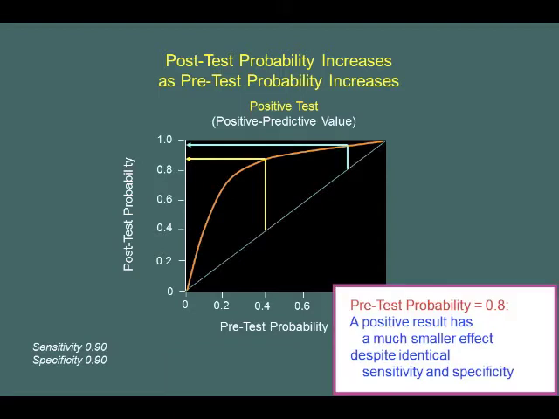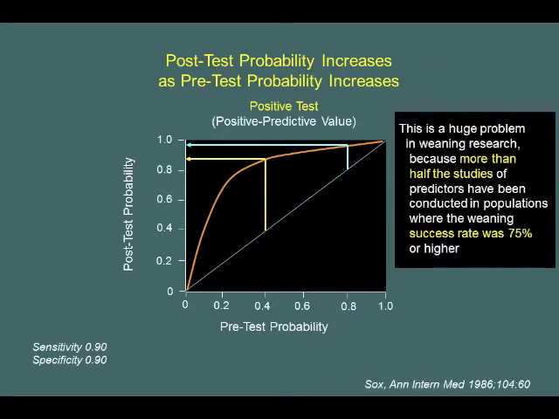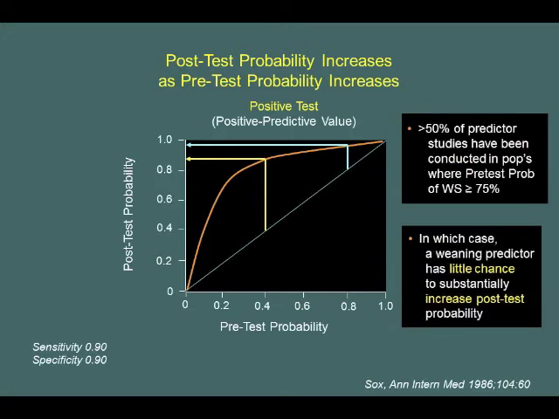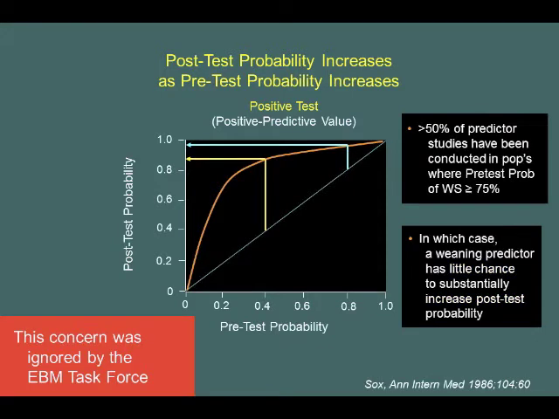If the pretest probability is 0.8, a positive result has a much smaller effect, despite identical sensitivity and specificity. This is a huge problem in weaning research because more than half the studies of predictors have been conducted in populations where the weaning success rate was 75% or higher. Weaning predictors have little chance to substantially increase the post-test probability in this situation. And this concern was completely ignored by the EBM task force.